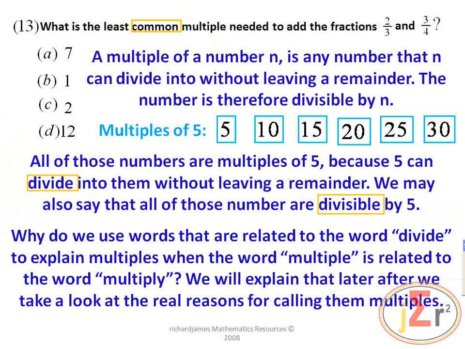But at the same time, we cannot give you an idea just now by saying 5 can go into each of these without leaving a remainder, yet still all of these are related to the multiplication table of 5. So the 5 times table will generate all of these numbers that we have here. So it should not be difficult for us to understand why in our definition we have the word divide, but we are talking about multiples, because all of these are multiples of 5. 5 can divide into them without leaving a remainder. Also, they are numbers in the multiplication table of 5.